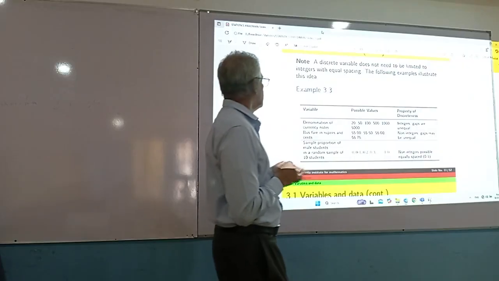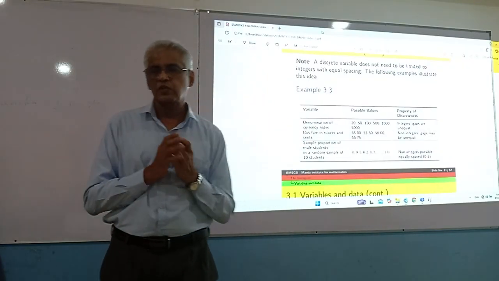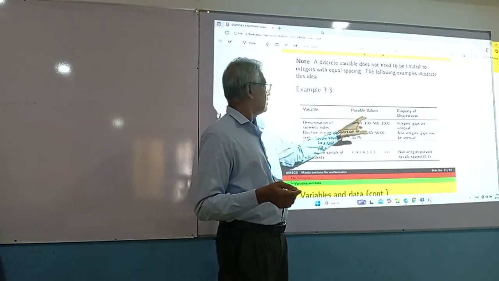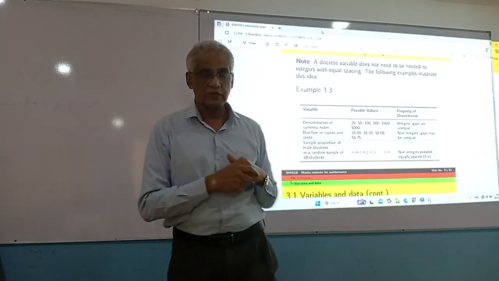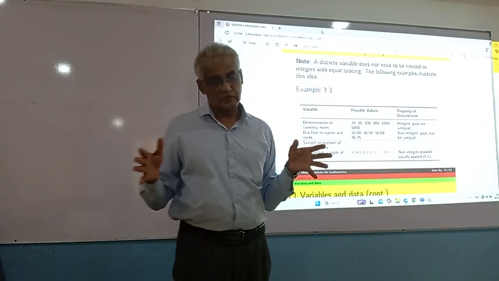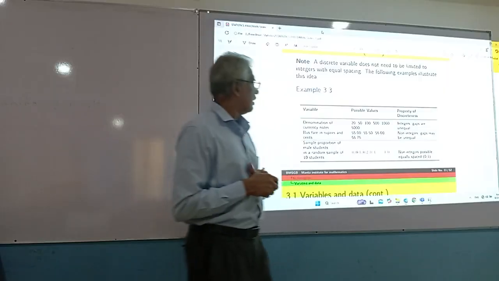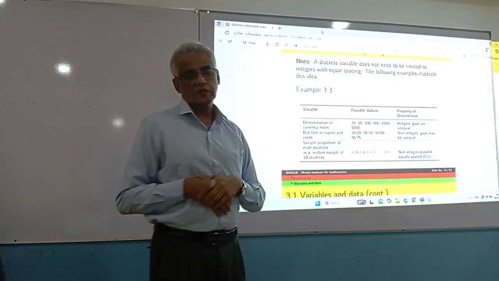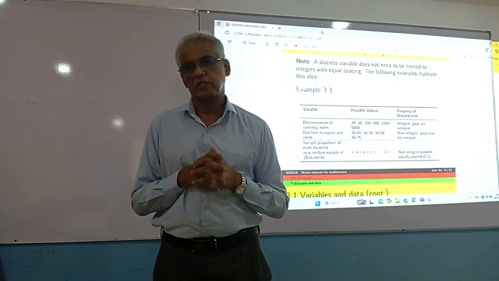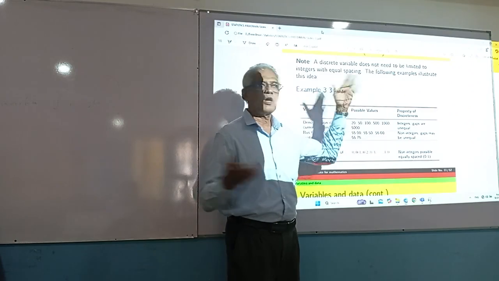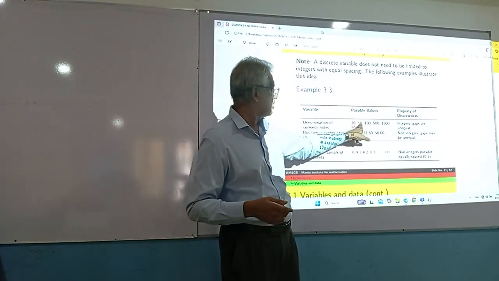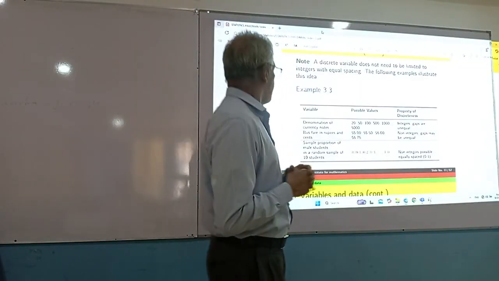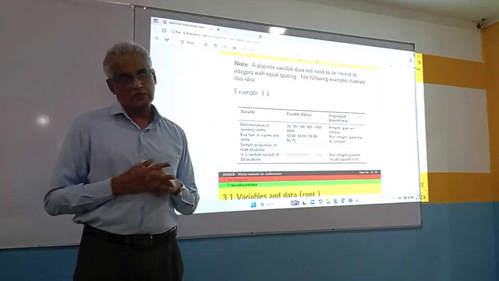discrete. So take the denomination of currency notes in Sri Lanka, right? If you look at the possible values at the moment: 20, 50, 100, 500, 1000 and 5000. The gaps are not the same, but these are integers in this case. So this variable is therefore a discrete variable. The set of possible values is countable: the first possible value, second, third, fourth, fifth, and sixth. It's countable.